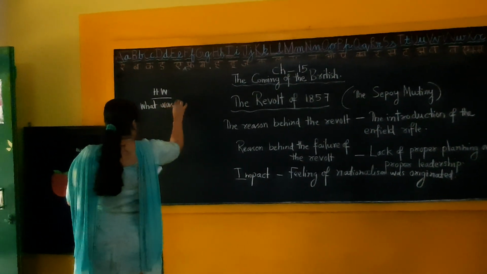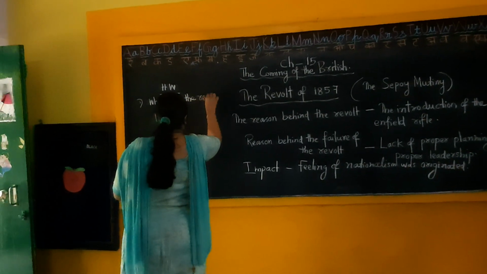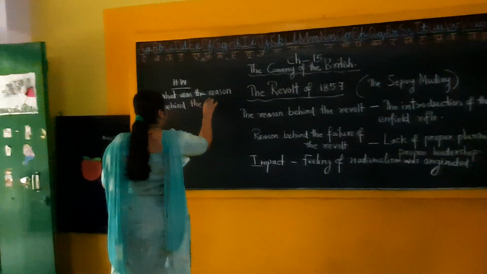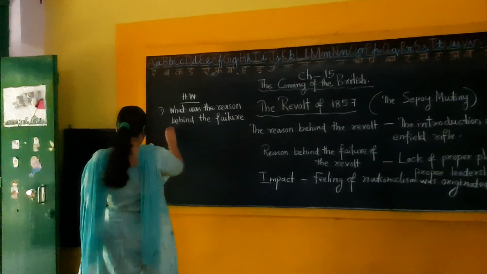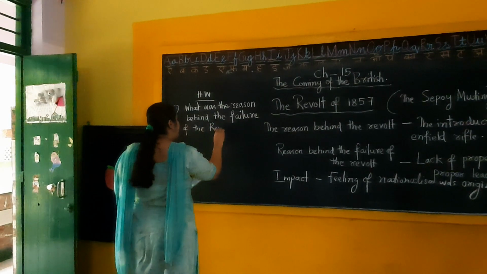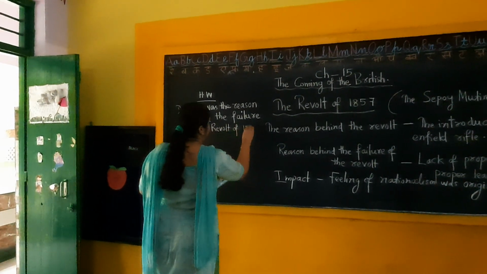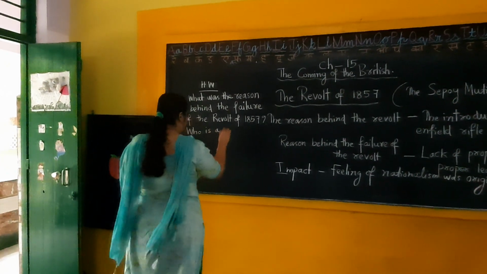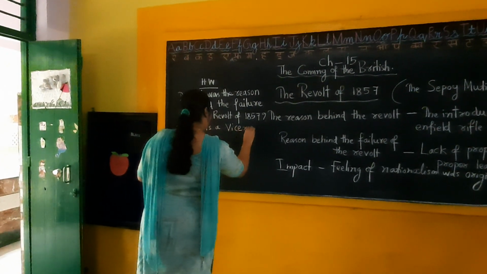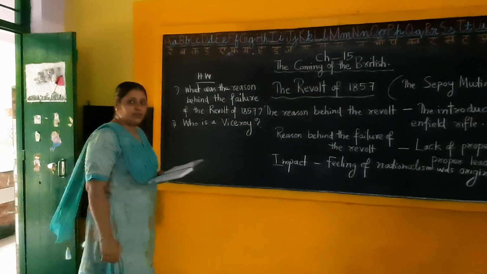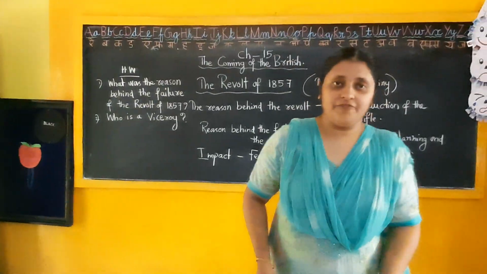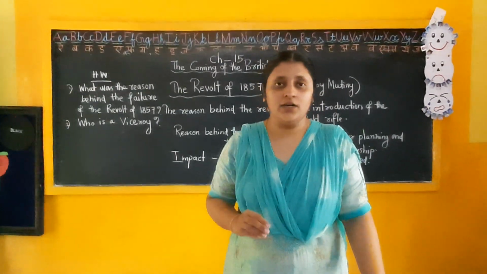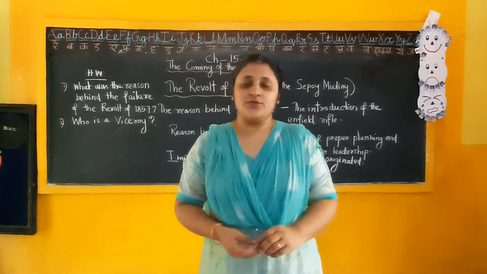First one, what was the reason for the failure of the revolt of 1857? Second question, who is a viceroy? Okay, these are the two questions. The first one you have to write in a proper sentence: what was the reason behind the failure of the revolt of 1857? And the second one, who is a viceroy?